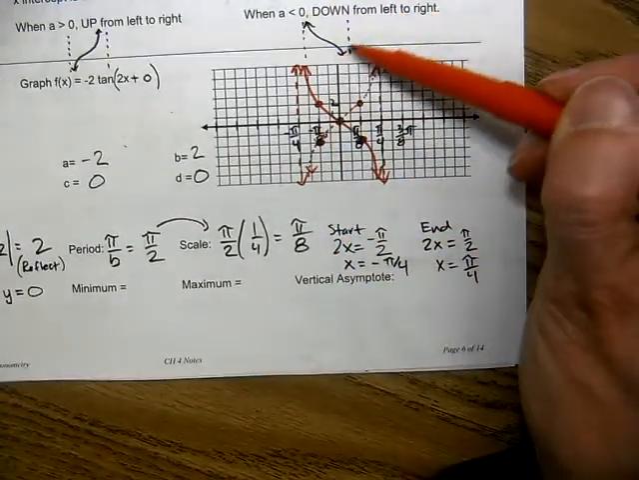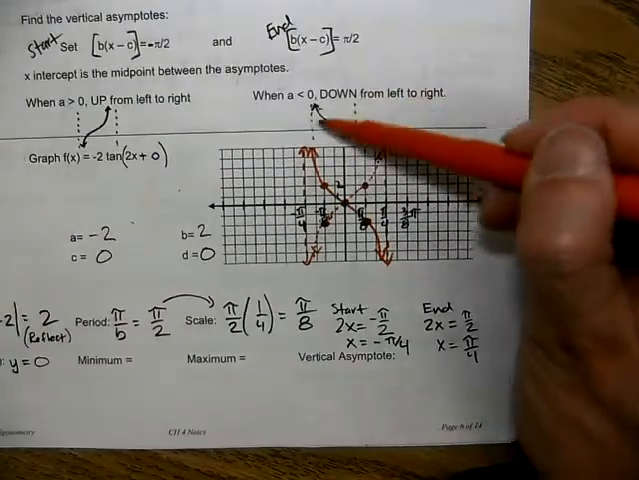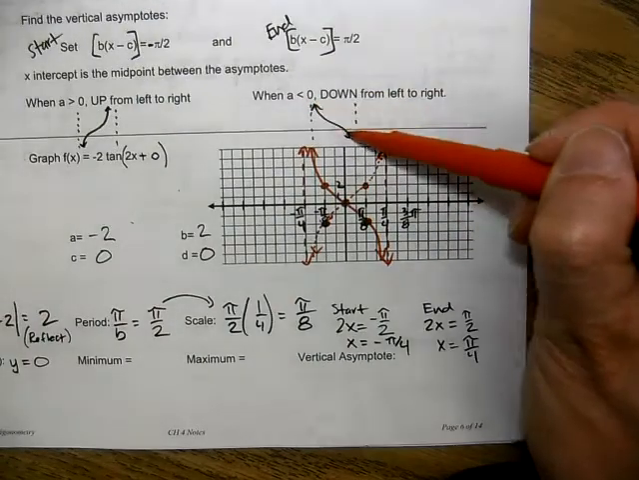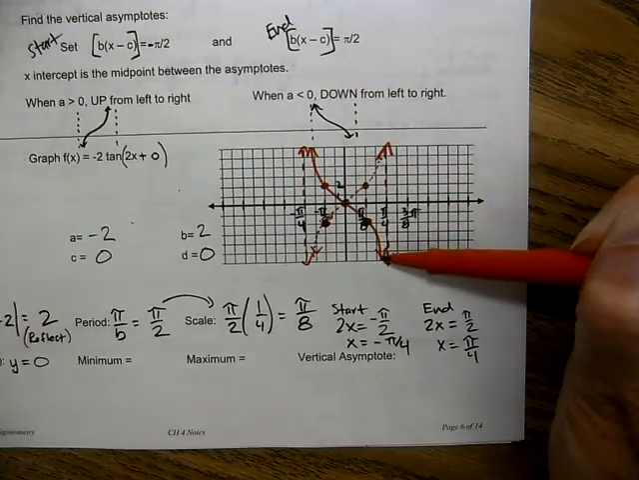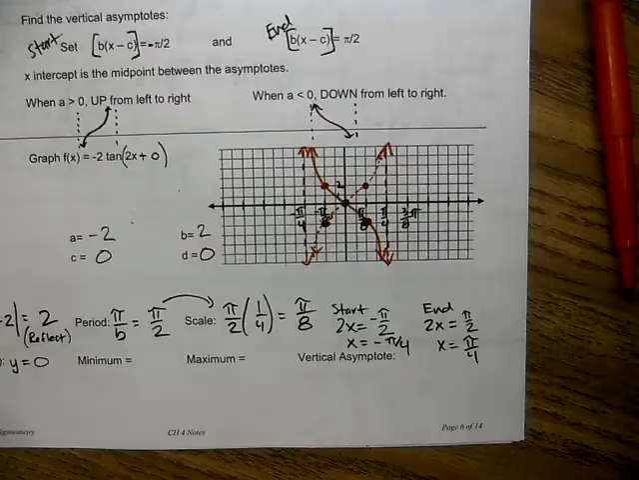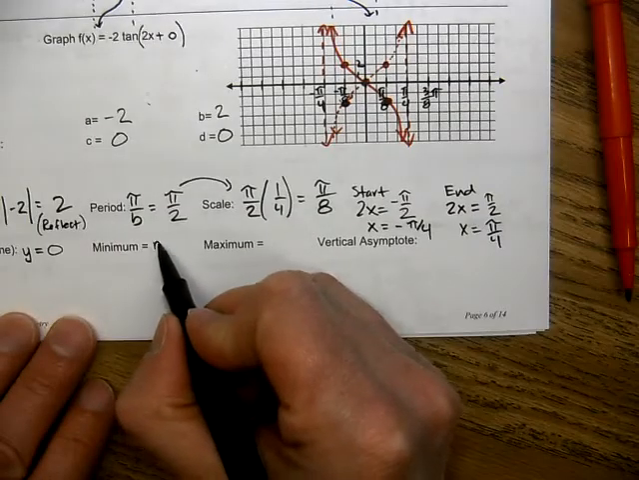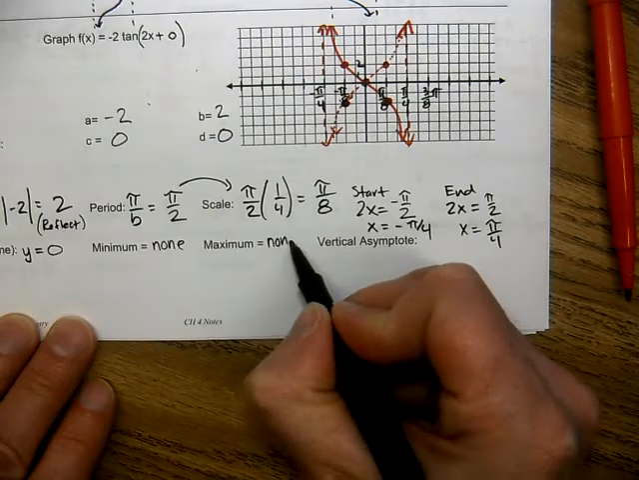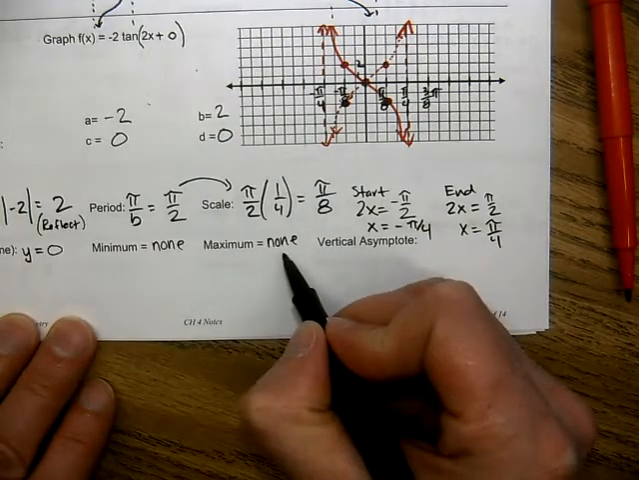And that's what this piece right here is for. You can see that again, if A is negative, then we're going to fall down as we go from left to right. So that's the pattern of our tangent graph upside down. So let's talk about this. There really is no max and there is no minimum because it extends forever up and down. So there's really no characteristics to fill in right there.